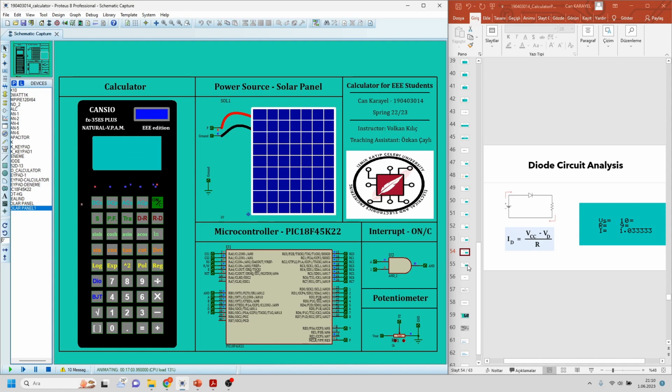For BJT circuit analysis, our calculator gives users the chance to obtain collector and emitter current values according to the base current and beta values of the transistor. 10 ampere as base current, 100 as beta value. We found the IC as 10,000 ampere and IE as 1010 ampere.